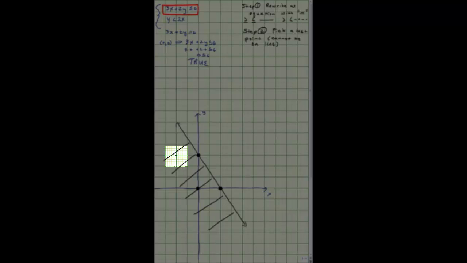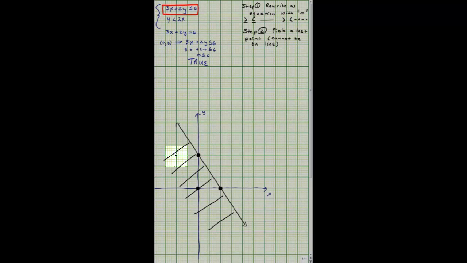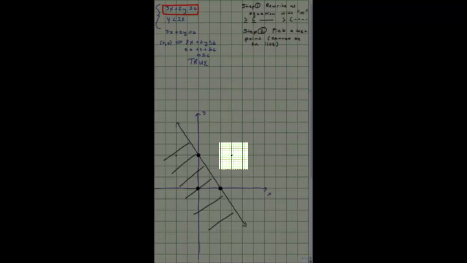I could pick this point here, that would be (-2, 3), and if I plug that into my original inequality, that would also be true. If, on the other hand, I picked this point, that looks like the point (3, 3), well, let's try that.